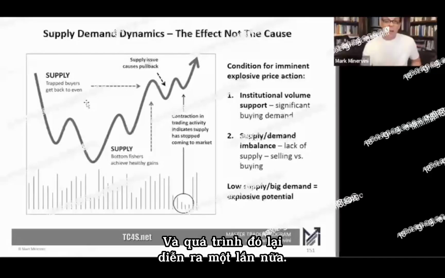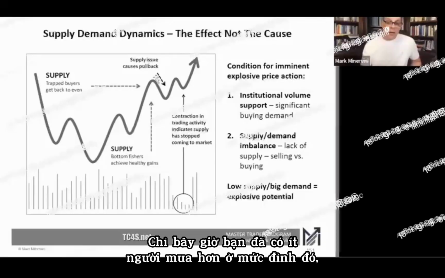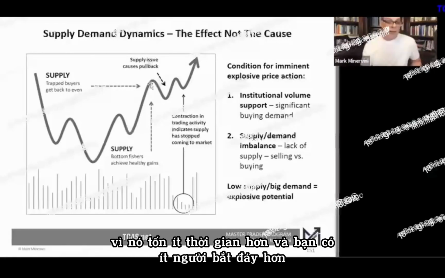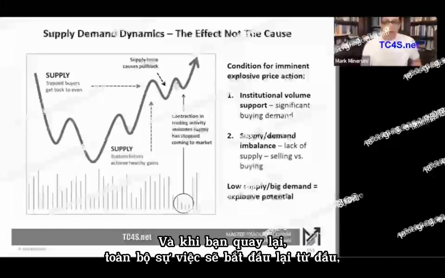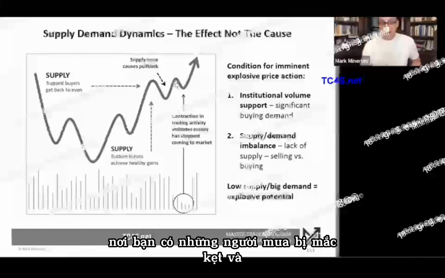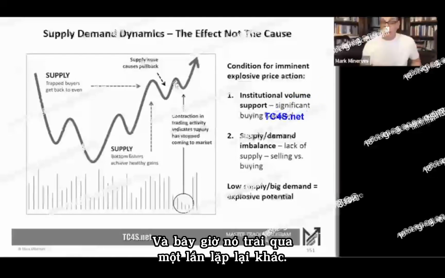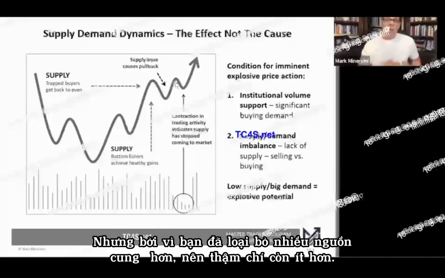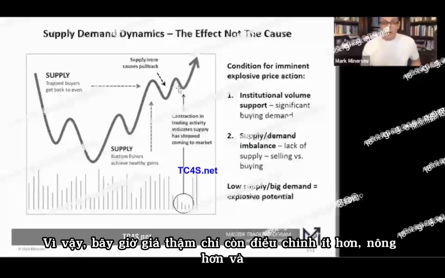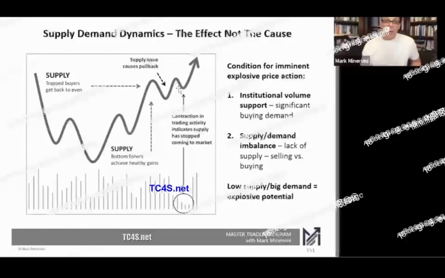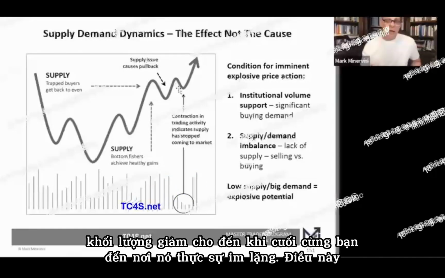And that same process happens all over again, only now you've got fewer buyers at that high because it spends less time there, and you've got fewer buyers around the lows. And when you come back, that whole thing starts all over again, where you've got the trapped buyers and the bottom fishers taking profits again. And now it goes through another iteration. But because you've weeded out even more supply, there's even less. So now the pullback is even tighter, even shallower and quieter, because there's less supply, less volume, until finally you get to where it really quiets down.